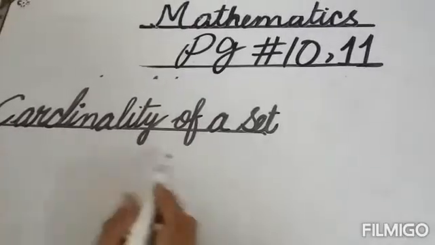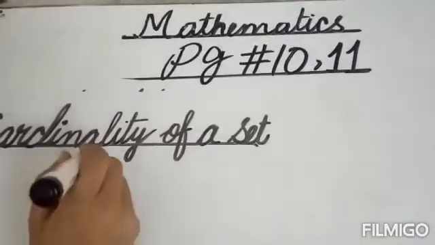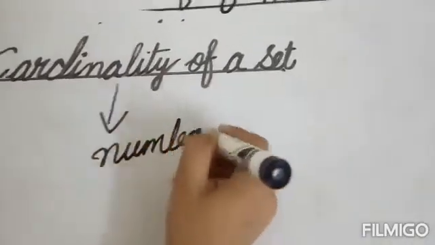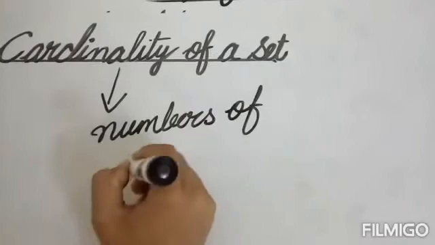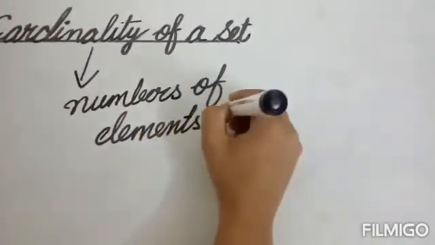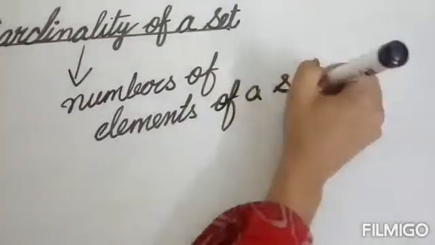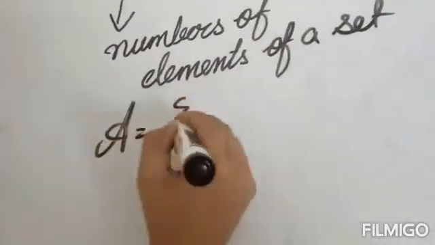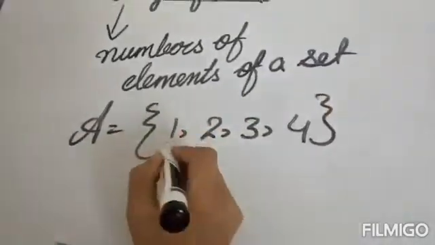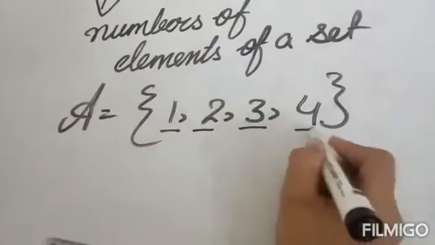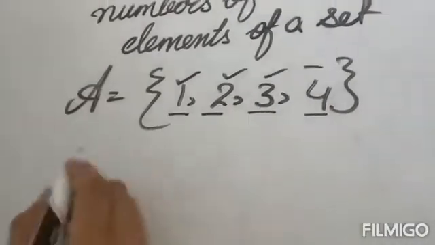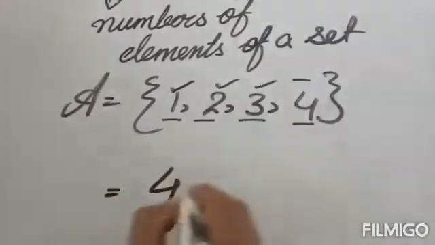The next is cardinality of a set. Cardinality of a set means the number of elements of the set. Suppose you have the set A is equal to {1, 2, 3, 4}. Now we count the numbers 1, 2, 3 and 4. These are the 4 elements of the set. So the cardinality of A is equal to 4.